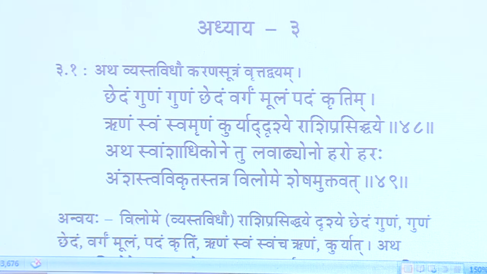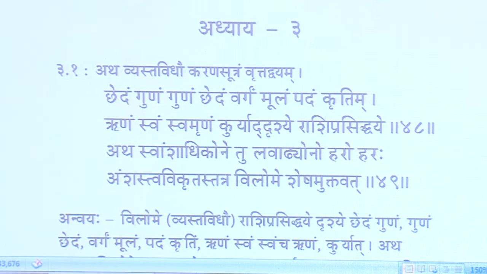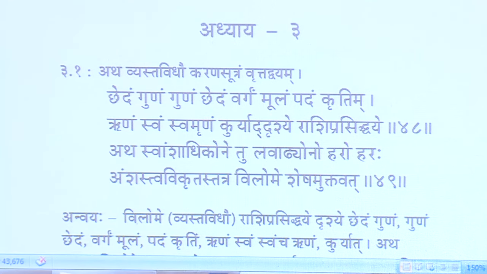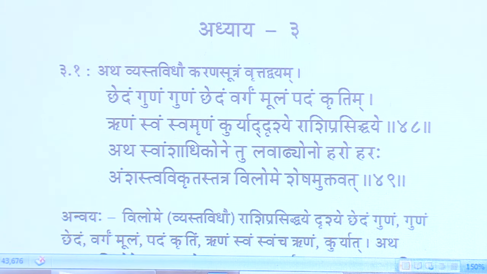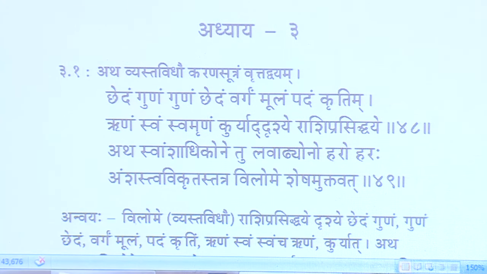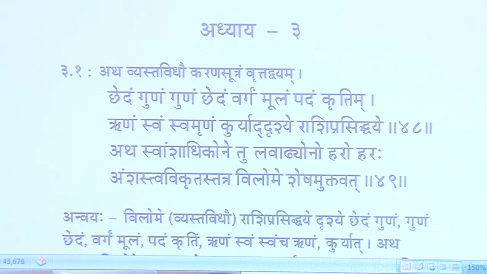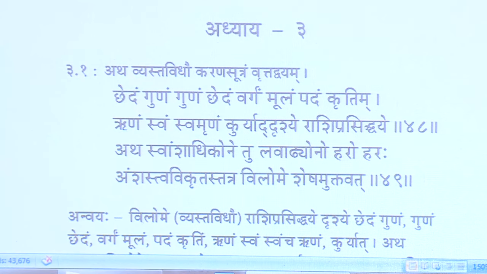Drushya means vector, or known thing. These processes are to be carried out on the vector rashi to know that quantity. Atha swamshadhiko netu: if a part of itself is to be subtracted or a part of itself is to be added, then what you have to do? Lavadhyona haro haraha. Amshastva vikritas tatra vilome shesha muktava. I will explain that thing taking an example.